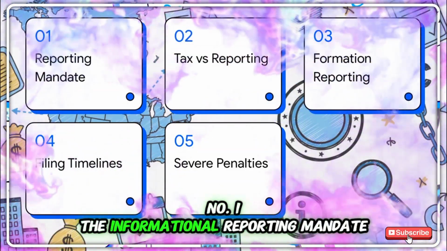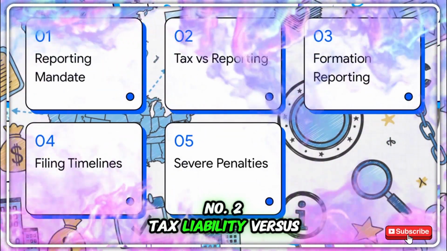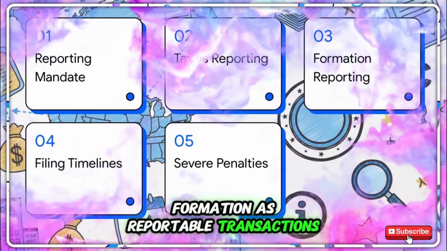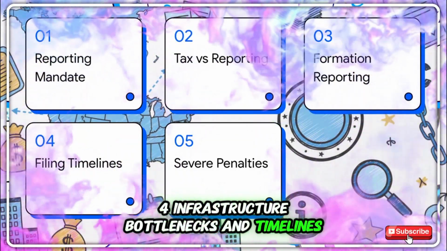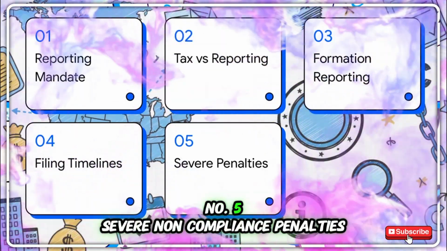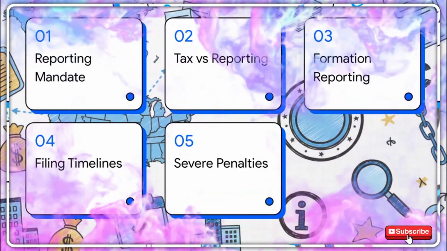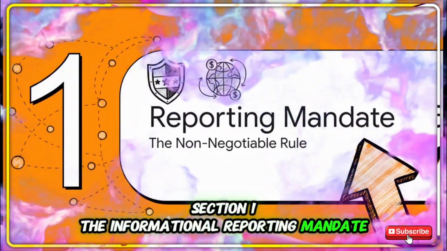Number 1, the informational reporting mandate. Number 2, tax liability versus reporting. 3, formation as reportable transactions. 4, infrastructure bottlenecks and timelines. And finally, number 5, severe non-compliance penalties. Let's jump right in. Section 1, the informational reporting mandate.